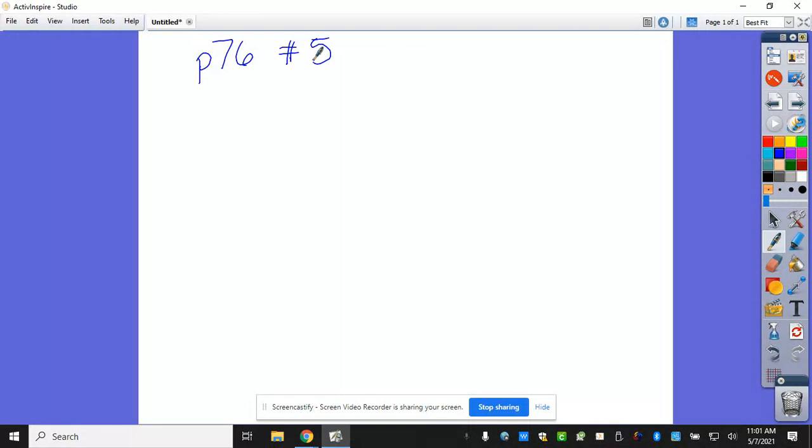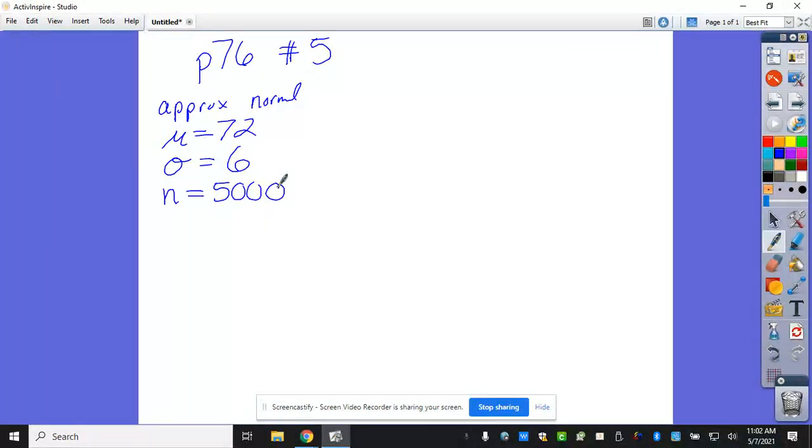So we know that it's normally distributed, approximately normal. Our mu was 72, standard deviation of 6. And what is the 5,000 telling us? N. Alright, so it says how many would be between 63 and 75.